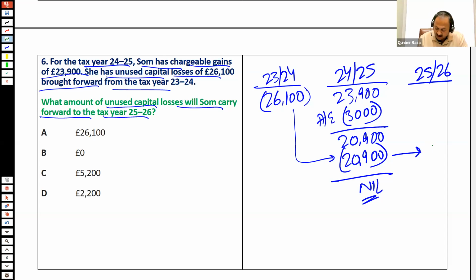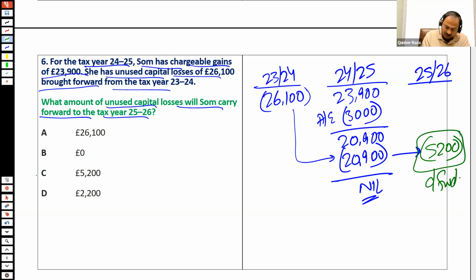So Umair, the final amount of loss to be carried forward: 5,200 needs to be carried forward, right? So this is option C. By the way, this was asked in your WhatsApp group as well, where one student asked a similar question. To be precise, the question was, even if it's mentioned as soon as possible, do we still need to deduct the annual exemption first? The answer is yes, whatever is mentioned, we need to deduct the annual exemption first.